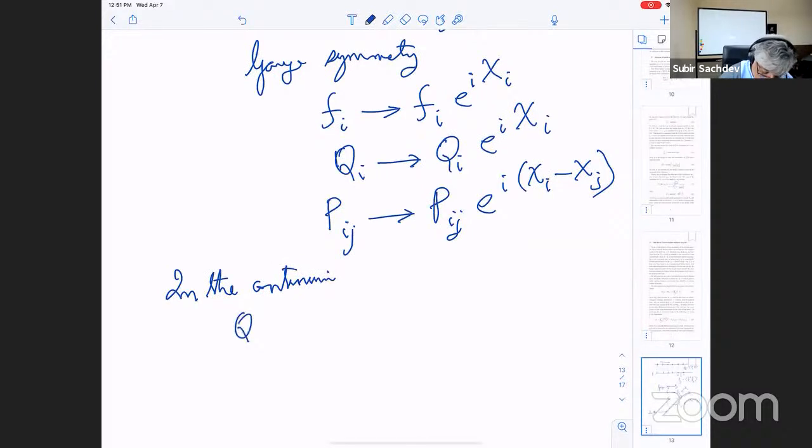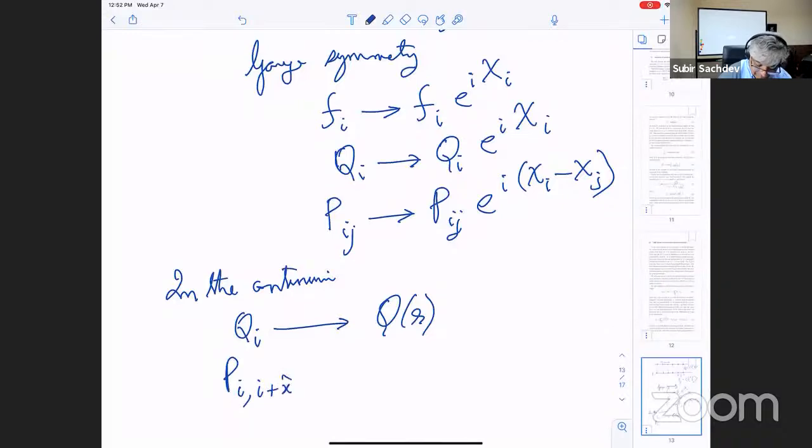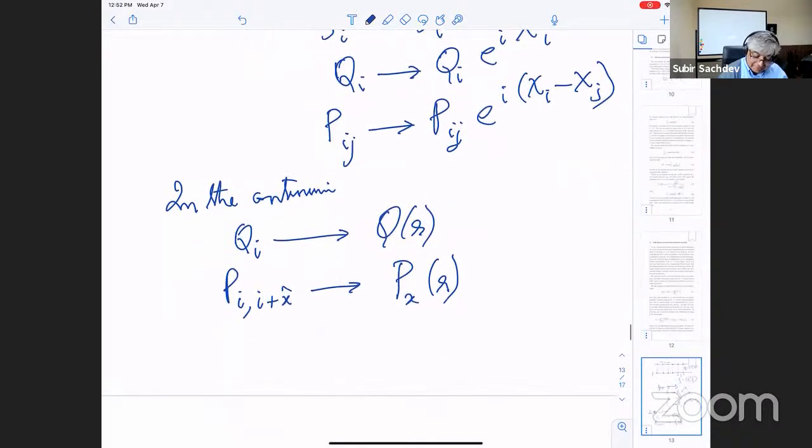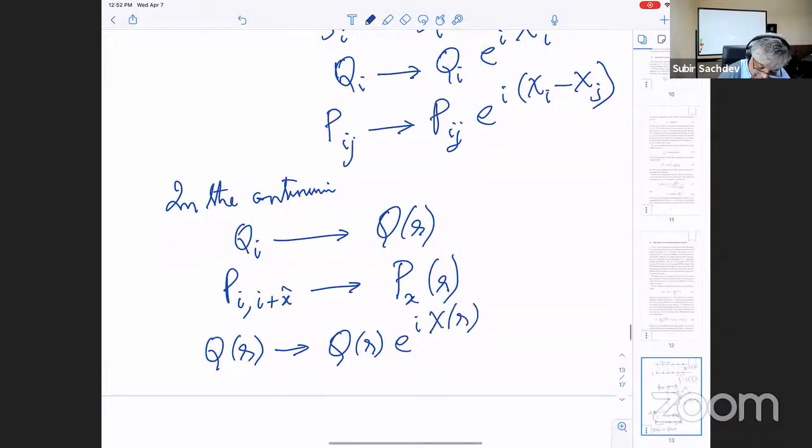So then Qi goes to some slowly varying field, which will be Q of R. And everything will be a smooth function of R. Then what will Pij go to? Well, let's take the i in the plus x hat direction. That will go to some P sub x of R in the x direction. So that's the continuum. And what's the gauge transformation? Well, Q of R will transform just like this, e to the i chi of R, which is continuum.